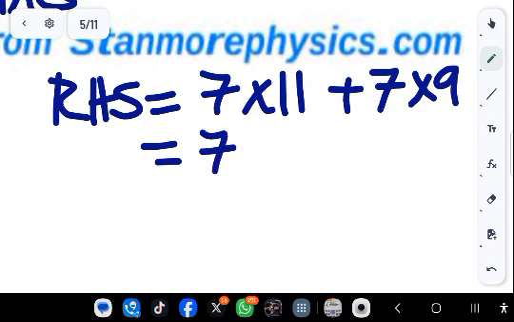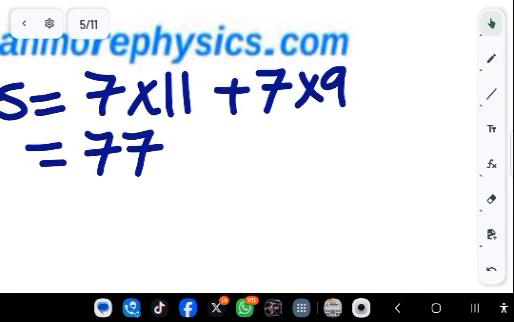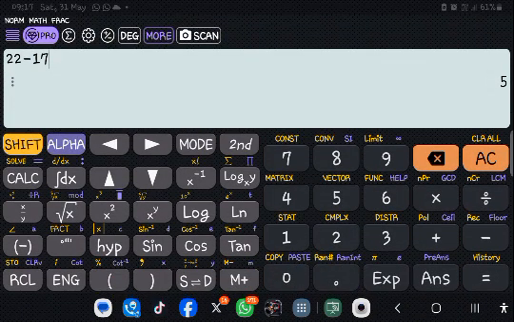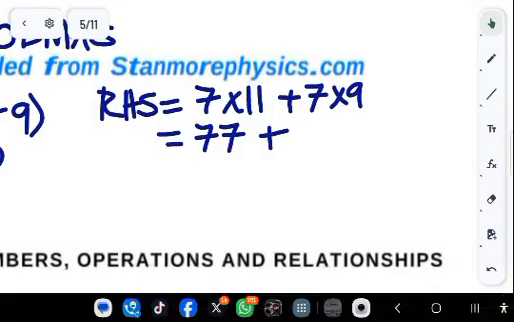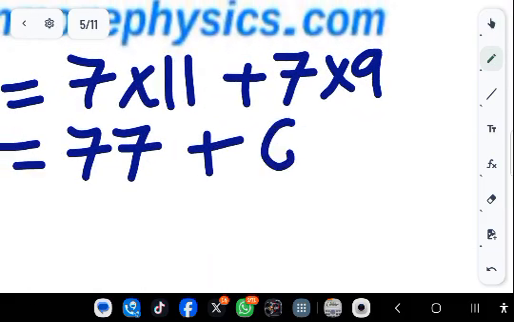7 times 11, that is 77. This is the easiest times table for any number. Plus 7 times 9. If you're not sure of the answer, let's use a calculator. 7 times 9, and that gives us 63. Let's go back. 77 plus 63.